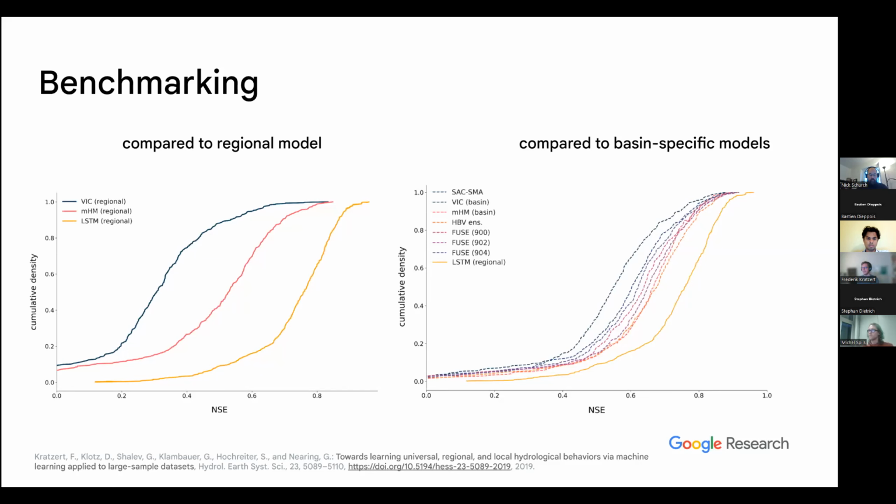There are still some papers that try the same approach, but without catchment attributes, and then you're substantially worse with the LSTM. So how does it compare to hydrology models?